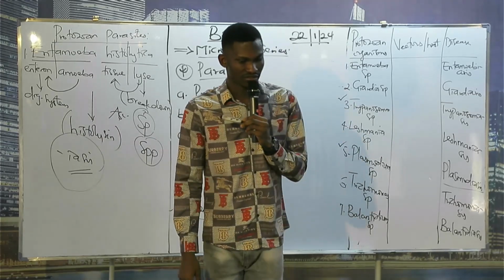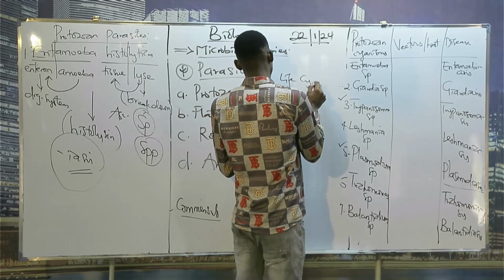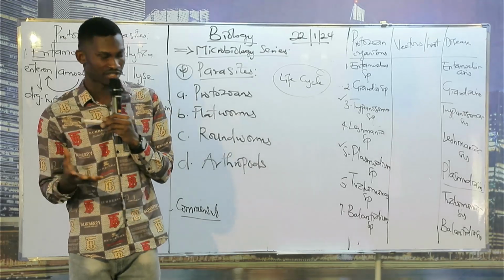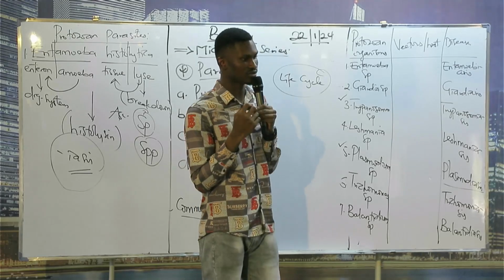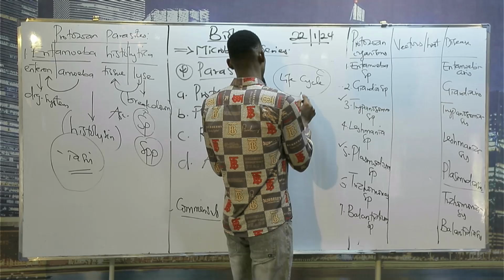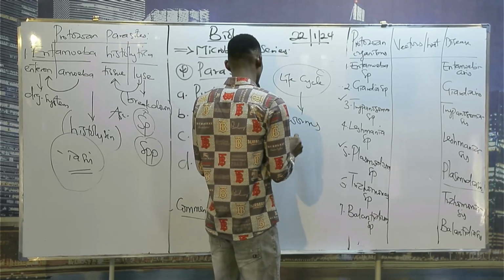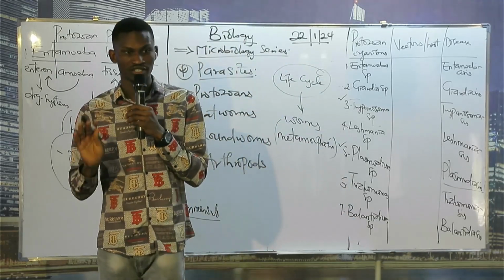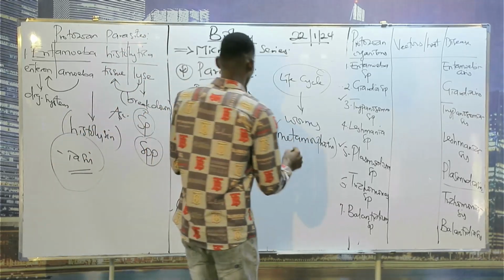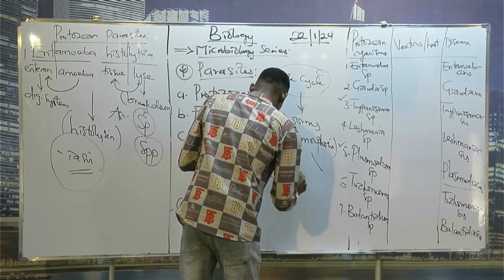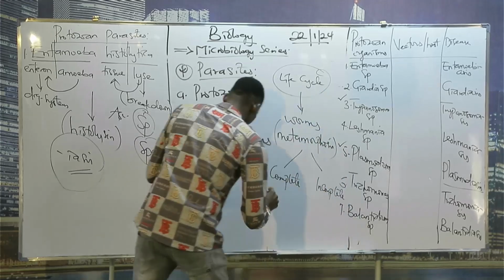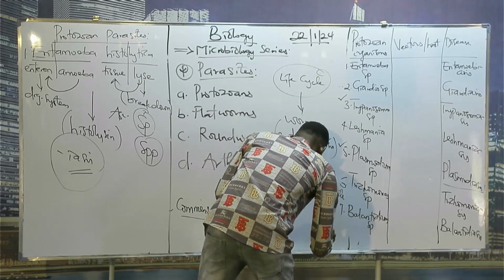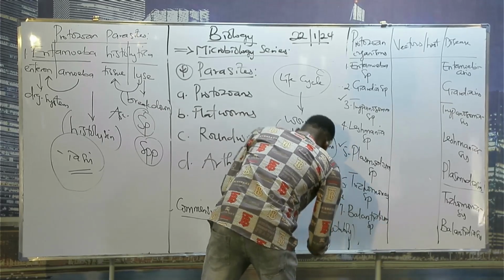Entamoeba sp, actually, all of these organisms have what we call a life cycle. That means because they are not humans, they undergo different stages of development, which we call life cycle. For worms, this life cycle is called metamorphosis. You must have heard about metamorphosis before, right? This metamorphosis can be divided into two: complete and incomplete. Complete metamorphosis is also called holometaboly, while incomplete is called hemimetaboly. It's in your past questions.